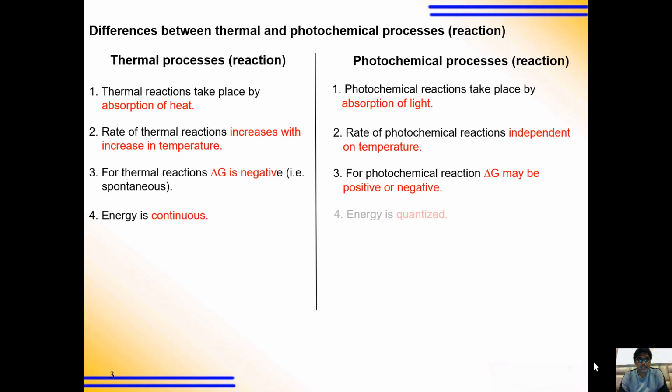Hence, energy is continuous in thermal reactions, while energy is quantized in photochemical reactions. An example of a thermal reaction is H2 plus N2 in the presence of heat, that is, the formation of ammonia. An example of a photochemical reaction is H2 gas plus Cl2 gas in the presence of light, the formation of HCl.